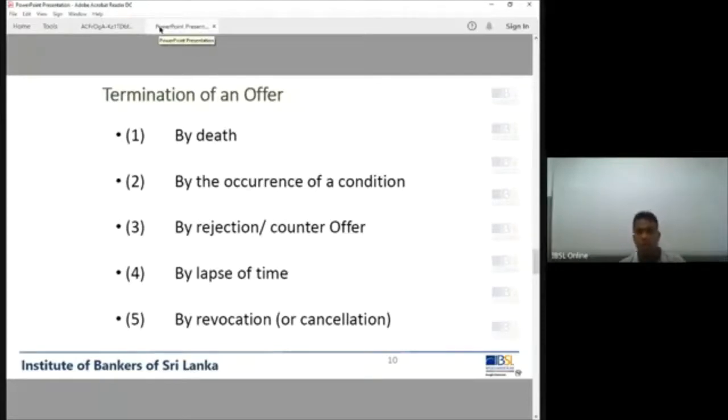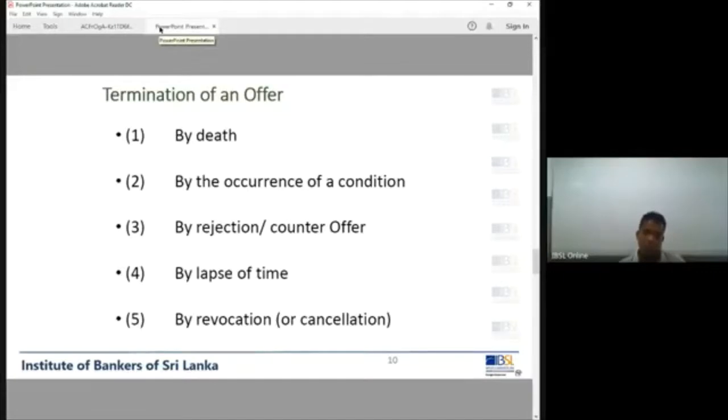Then number 4, lapse of time. Lapse of time means, when I make the offer, the person who makes the offer, we call him the offeror. As I told you the previous day, when you are answering a law paper, you have to write the correct legal words, right? So the offeror, offeree, these words you have to be very familiar with. So the person who makes the offer is the offeror.